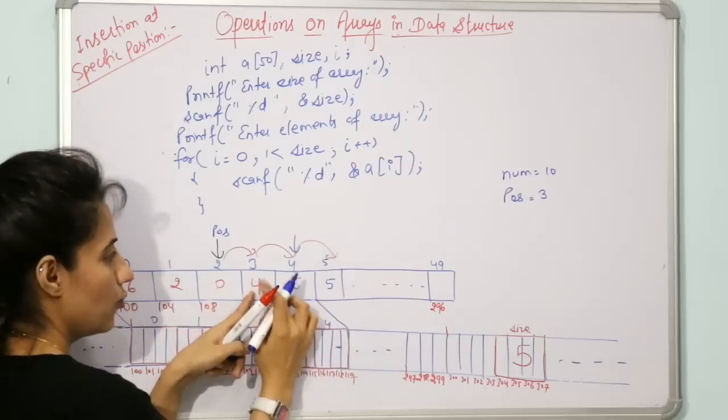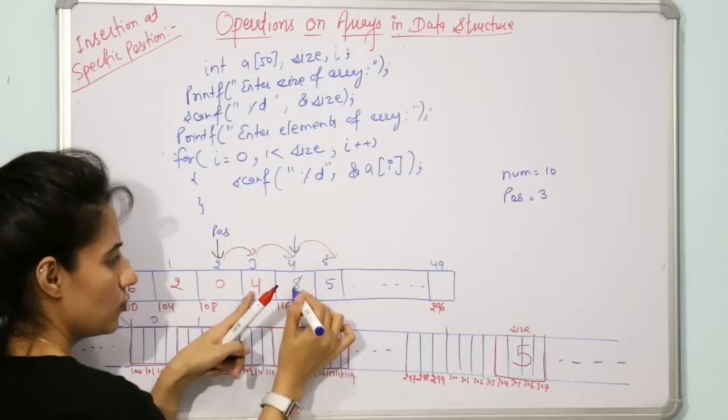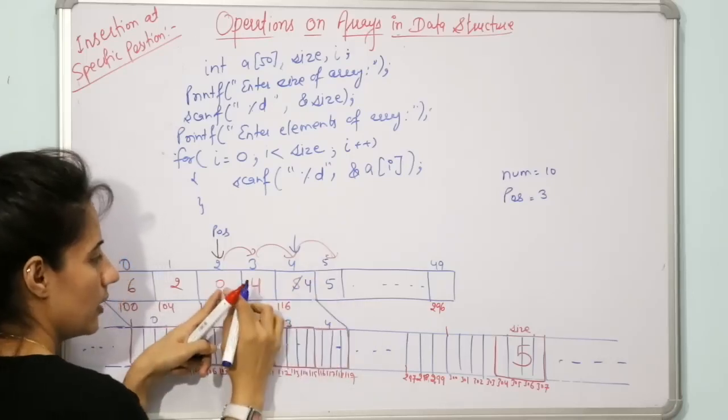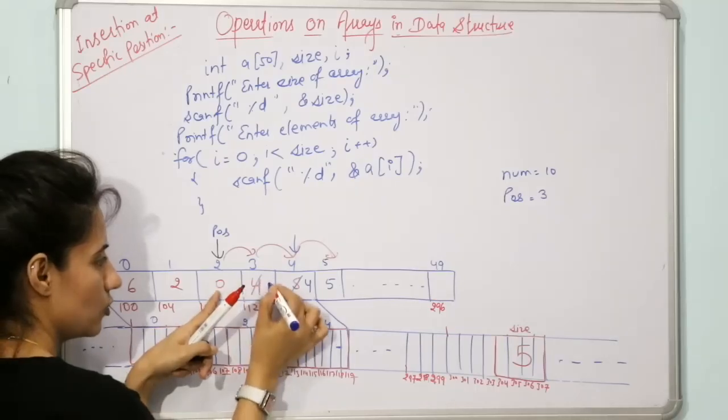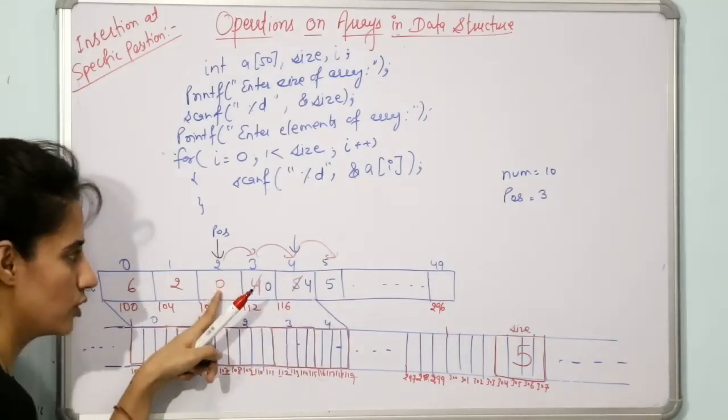Now this 4 would be shifted here, so in the place of this 5 you will write 4. Now 0 would be shifted in the place of 4 because 4 would be lost and 0 is there. Now here also we have 0.